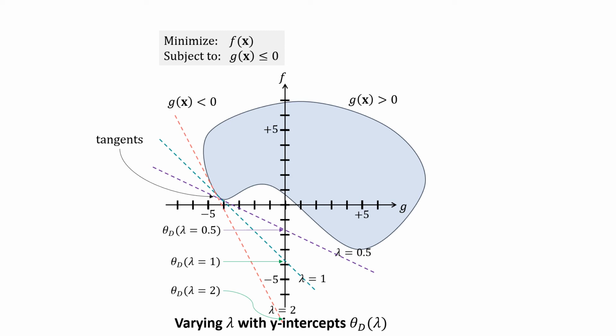This is theta d when lambda was 2, this is theta d when lambda was 1, and this is theta d when lambda was 0.5. The straight line contour always pivots around this region of this blue shaded image.